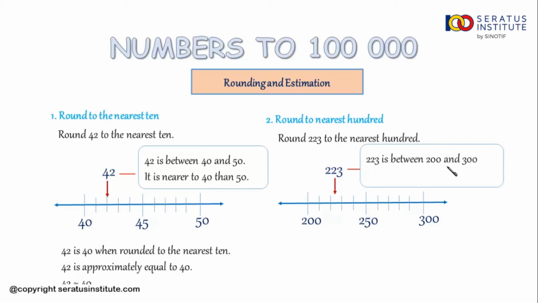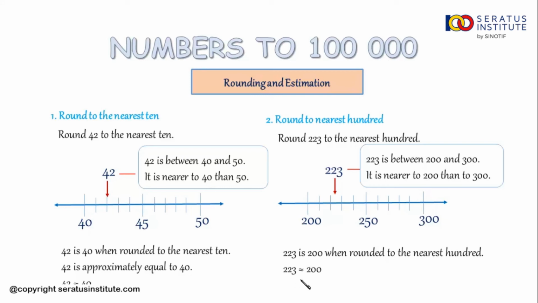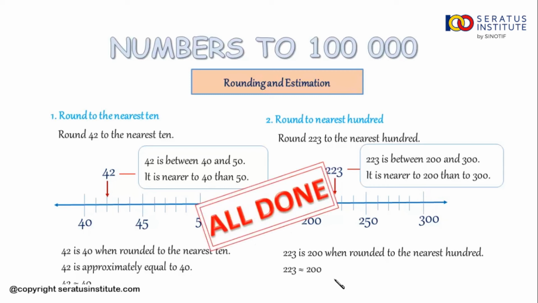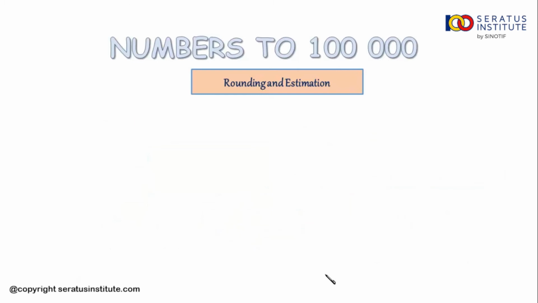223 is between 200 and 300. It is nearer to 200 than to 300. From this we can conclude that 223 is 200 when rounded to the nearest 100. So 223 is approximately equal to 200. All done for the two main points, Sobat 100. Now we go to the next main point.